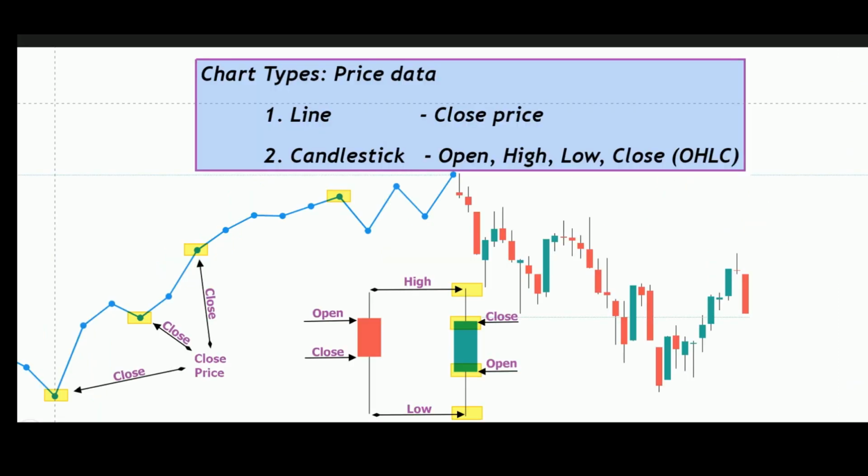Out of all these charts, we will discuss the two most widely used charts, that is line chart and candlestick chart. And we will also discuss how we can interpret the information shown by these charts to help us to make the trading decisions, where to enter, where to exit, or where to place the stop loss.